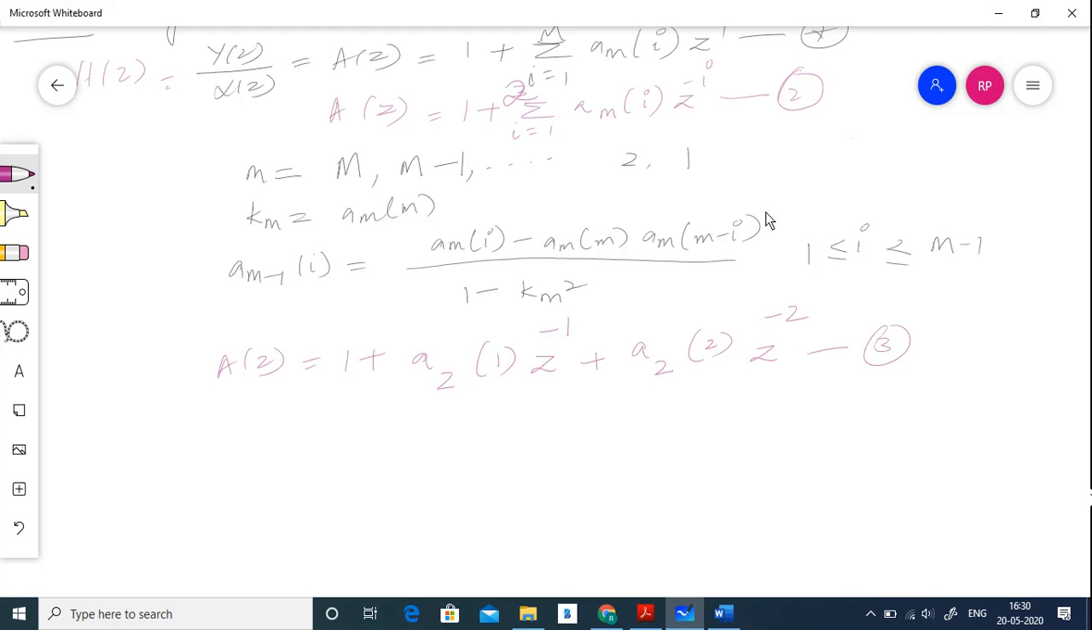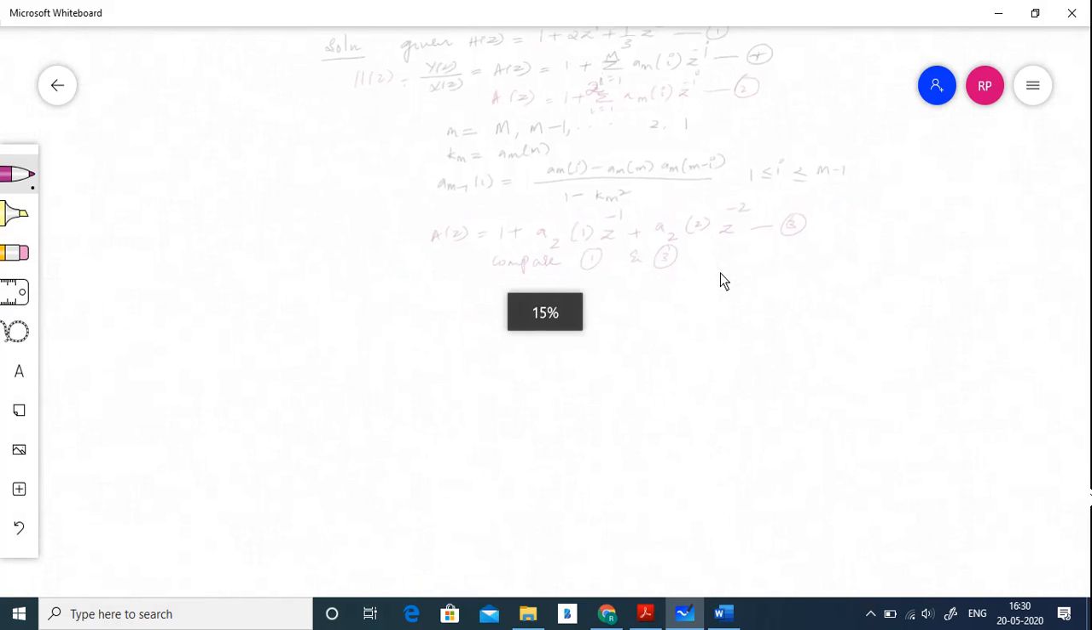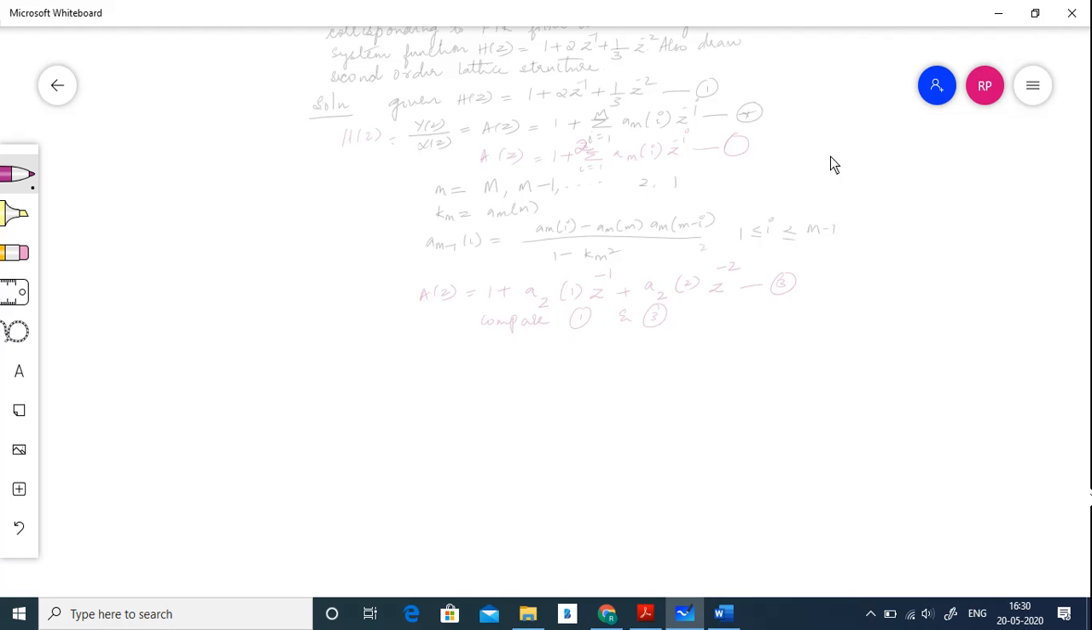In the next step, I'll compare equation number 1 and equation number 3. See here, this is your equation number 1, and this is your equation number 3. If you compare, what we can observe is that the value of a2 of 1 is 2. Similarly, the value of a2 of 2 is equal to 1 by 3, which we'll use at a later stage.